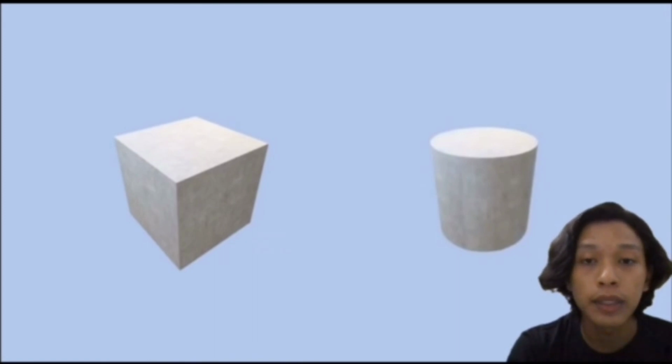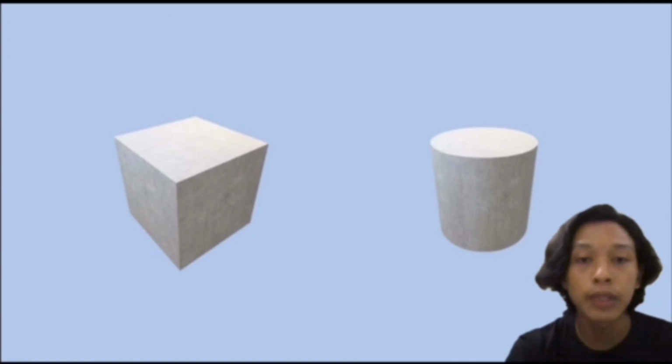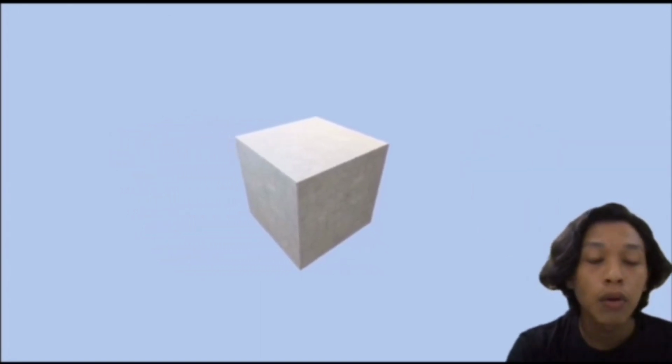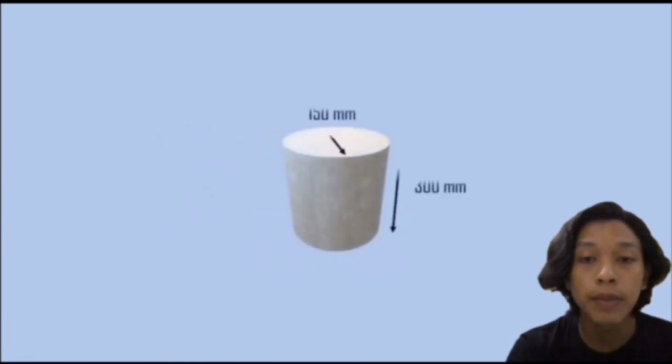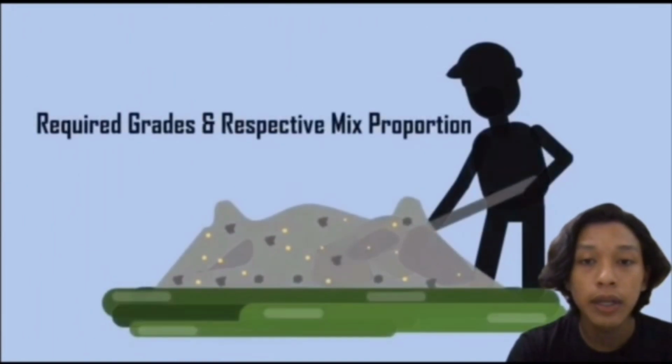Generally, the specimen shapes, cube and cylinder, are used for testing the compressive strength of concrete. The standard size of a cube specimen is 150 mm, while the cylinder specimen diameter is 150 mm and 300 mm in length. Then, the fresh concrete is prepared into the required grades and respective mix proportions.